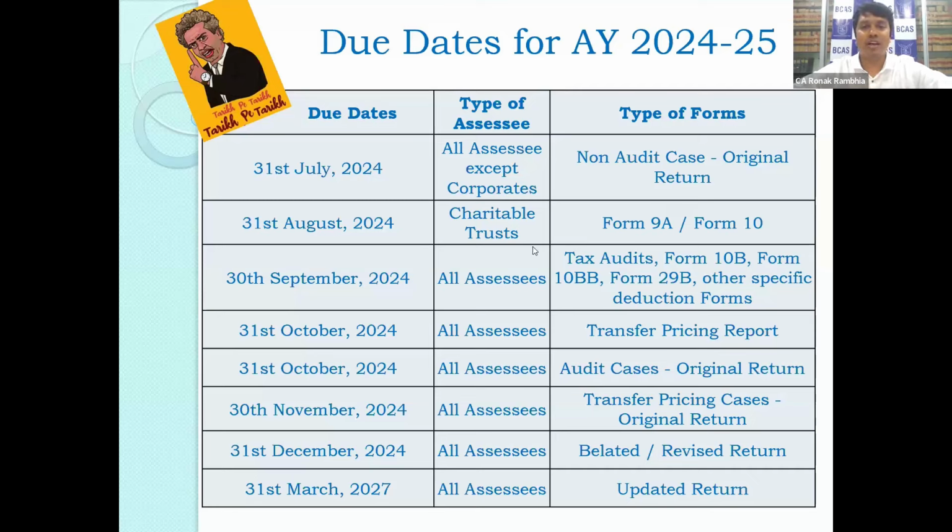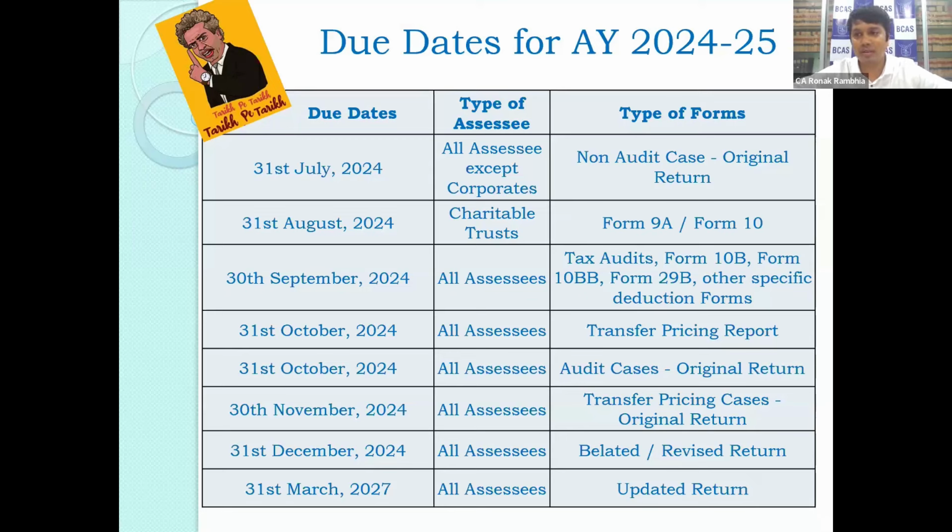If I have to mention other audits, meaning audit under the Charitable Trust Act, or audit under LLP, or audit under cooperative society, everyone is eligible to file by 31st October 2024. Once the transfer pricing reports are filed by the assessee, the tax return for those assessees has to be filed by 30th November 2024. This is for all the original returns.